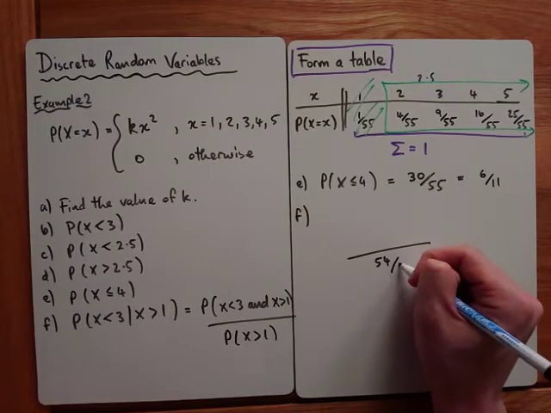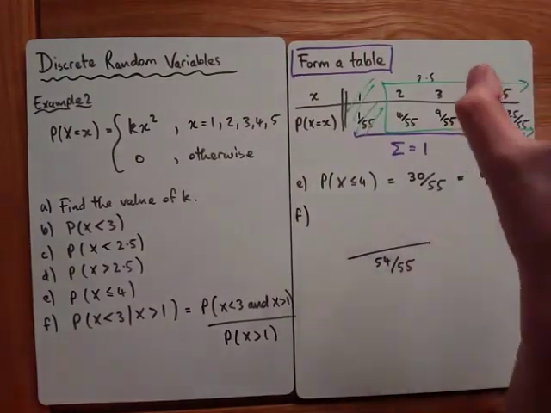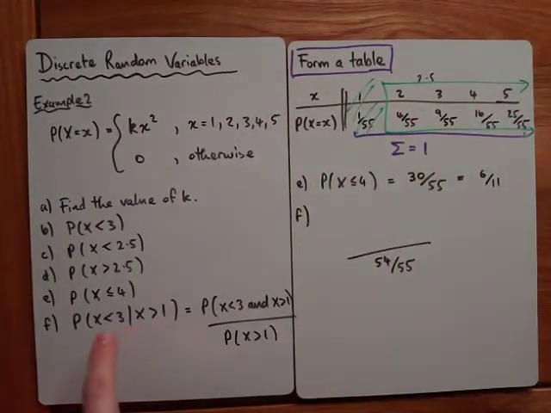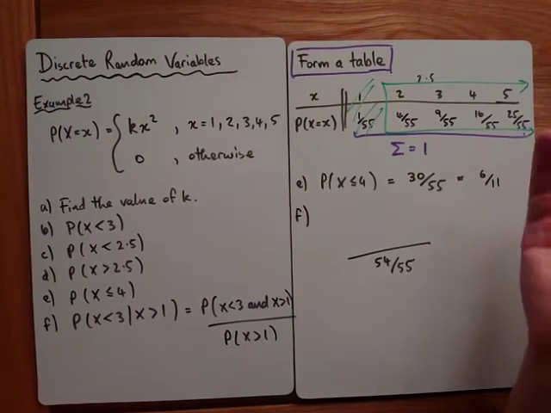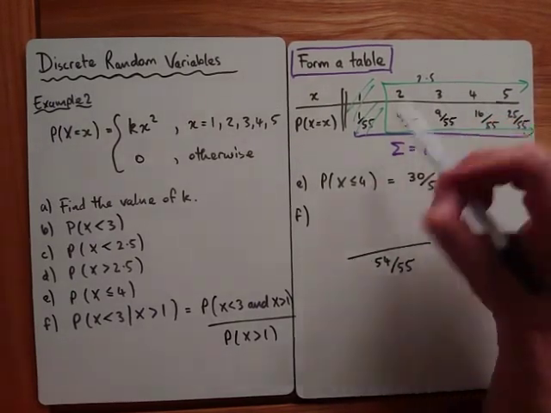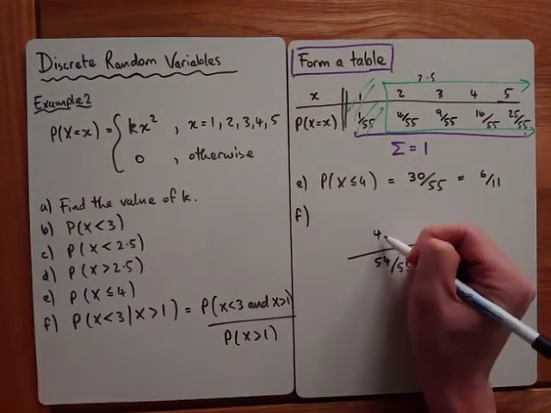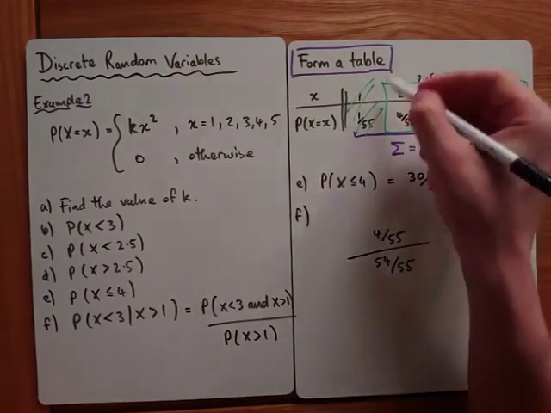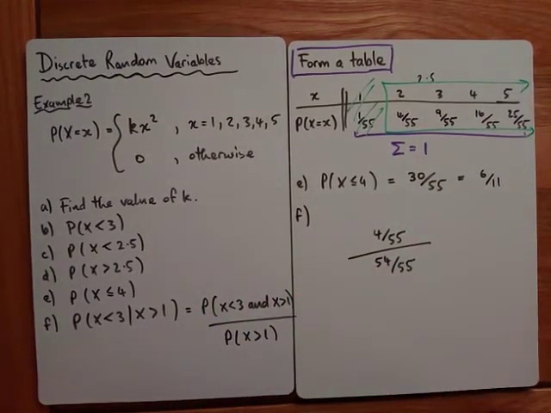54 out of 55. That's the world that we're working in now. We know it was more than 1, so now out of these probabilities, given that it was more than 1, what's the probability that it's less than 3? Okay, so we know it was more than 1. Now we want to say what's the probability of being less than 3. So in this world, which ones are less than 3? Well, it's this one, isn't it? It's the 4 out of 55 out of the world where we knew something had already happened.